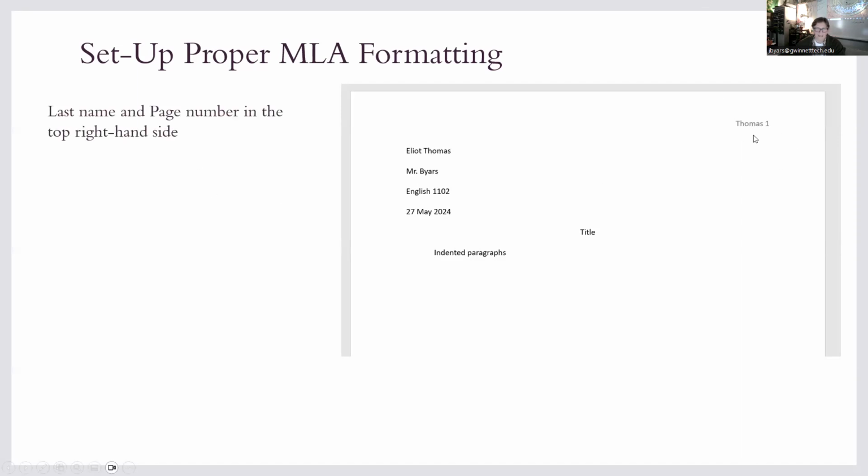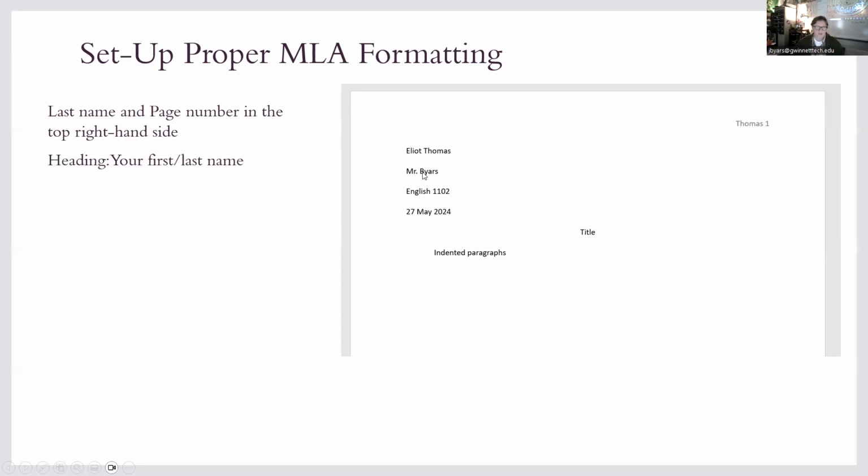So it begins with last name and page number in the top right-hand side. This needs to be in the header section of your paper. It's not in the heading. If you notice, this is gray while this is black. That's because it's in the header section of your paper. And when you insert the page numbers, you don't type the page number, you insert it, because whatever you type here is going to repeat on every page. So if you type the 1, every page is going to say Thomas 1, Thomas 1, Thomas 1. But if you insert the page number, then it changes it for you with every page. It's an algorithm, and I can demonstrate that for you in a moment.